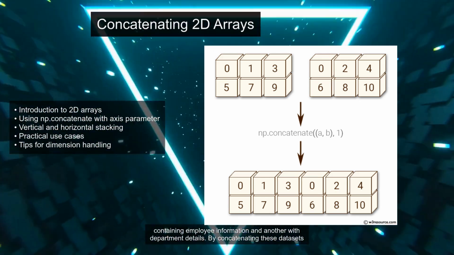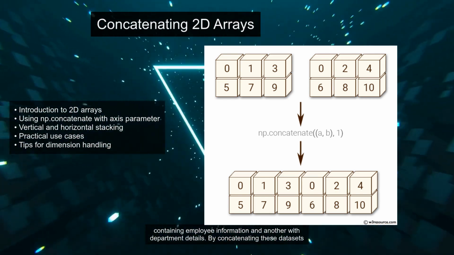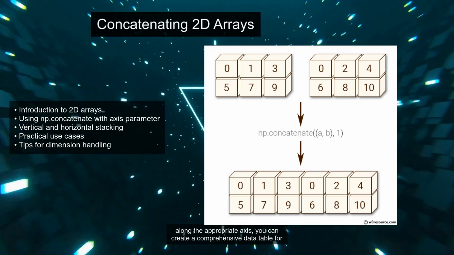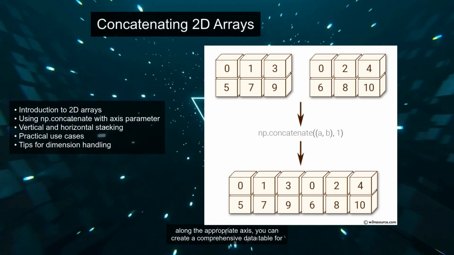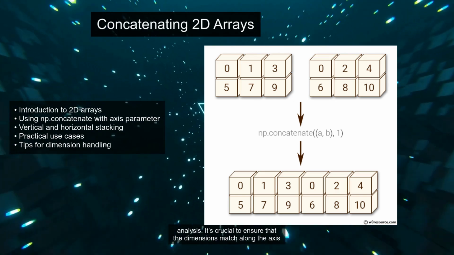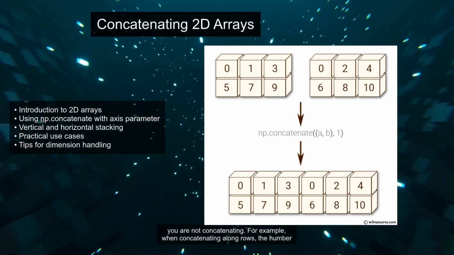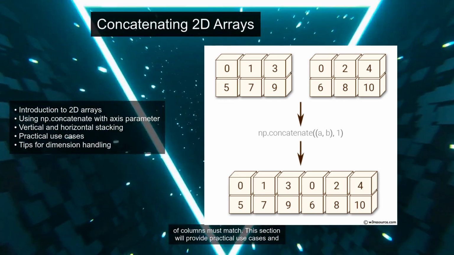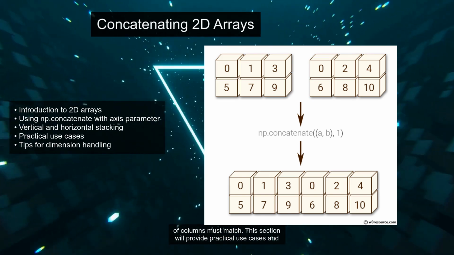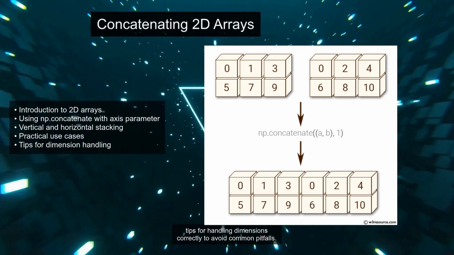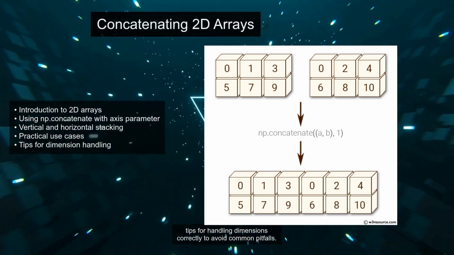Let's say you have two datasets, one containing employee information and another with department details. By concatenating these datasets along the appropriate axis, you can create a comprehensive data table for analysis. It's crucial to ensure that the dimensions match along the axis you are not concatenating. For example, when concatenating along rows, the number of columns must match. This section will provide practical use cases and tips for handling dimensions correctly to avoid common pitfalls.